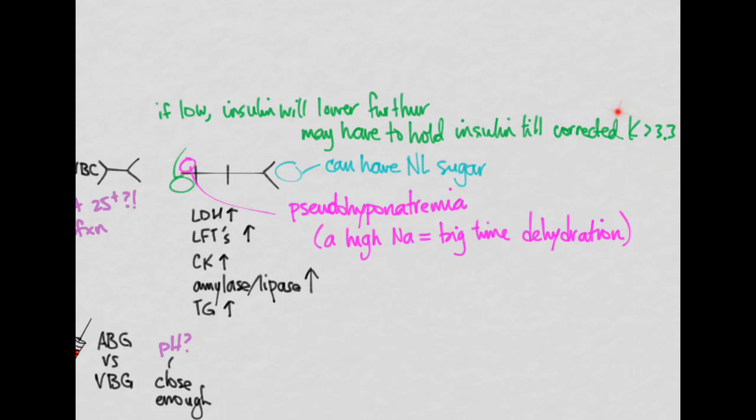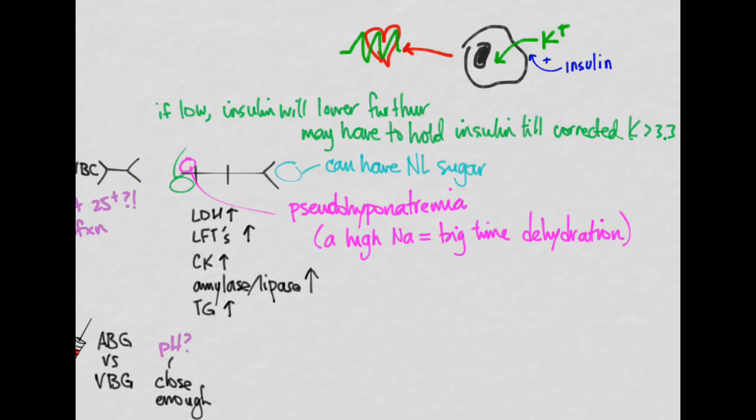So I'd be careful treating anything with insulin if the potassium's too low, because what does insulin do? It pushes potassium into the cells. So if you're giving insulin and the potassium's already low, it's going to drive more potassium in the cell, and now the potassium is going to drop even further, leading to possible dysrhythmias. So be careful with insulin in patients who have low potassium.